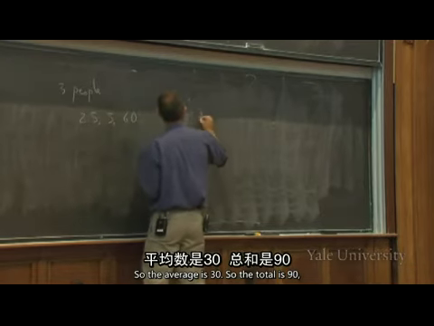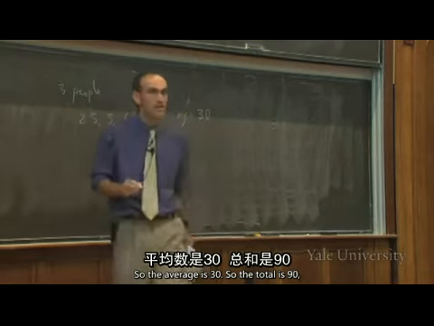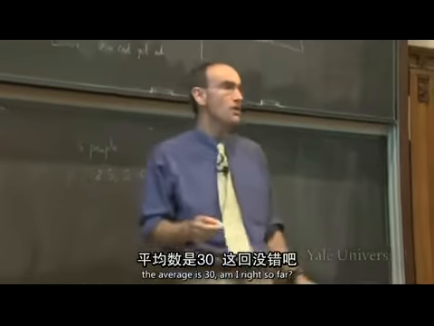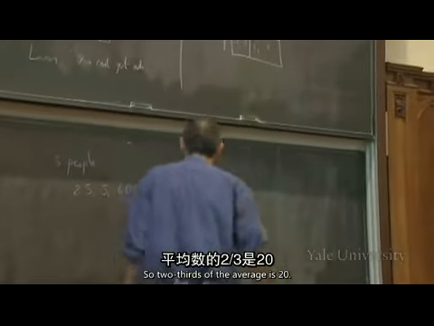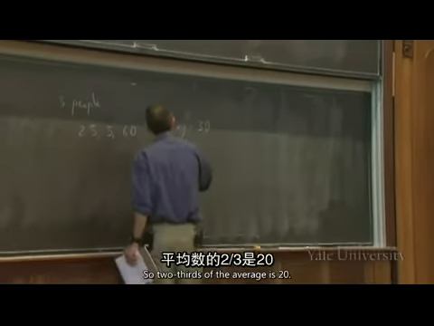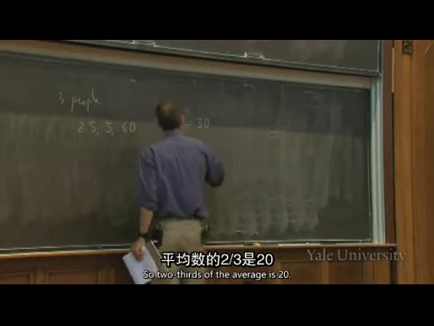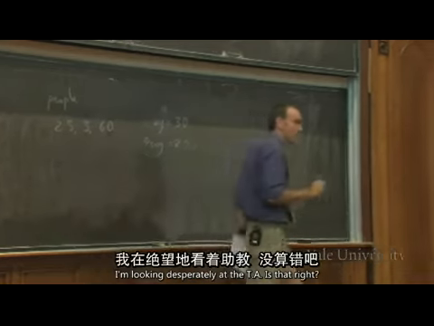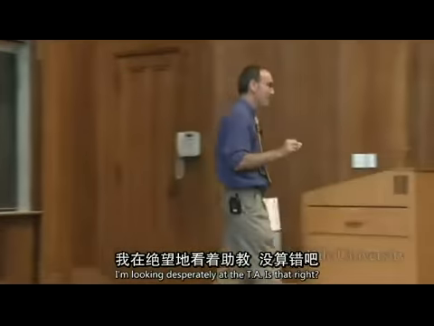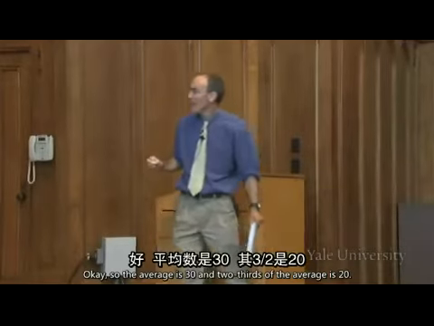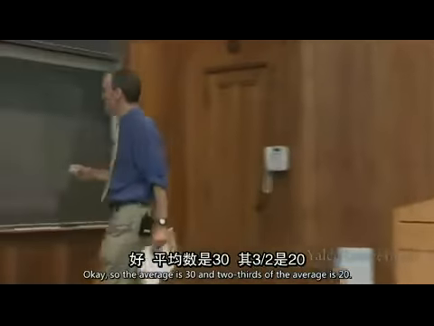Thank you. Somebody was shouting out. Right, so total is 90. The average is 30. Am I right so far? All right, so 2/3 of the average. 2/3 of the average is 20. I'm looking desperately at the TA. Is that right? Whew, okay. All right, so the average is 30, and 2/3 of the average is 20.